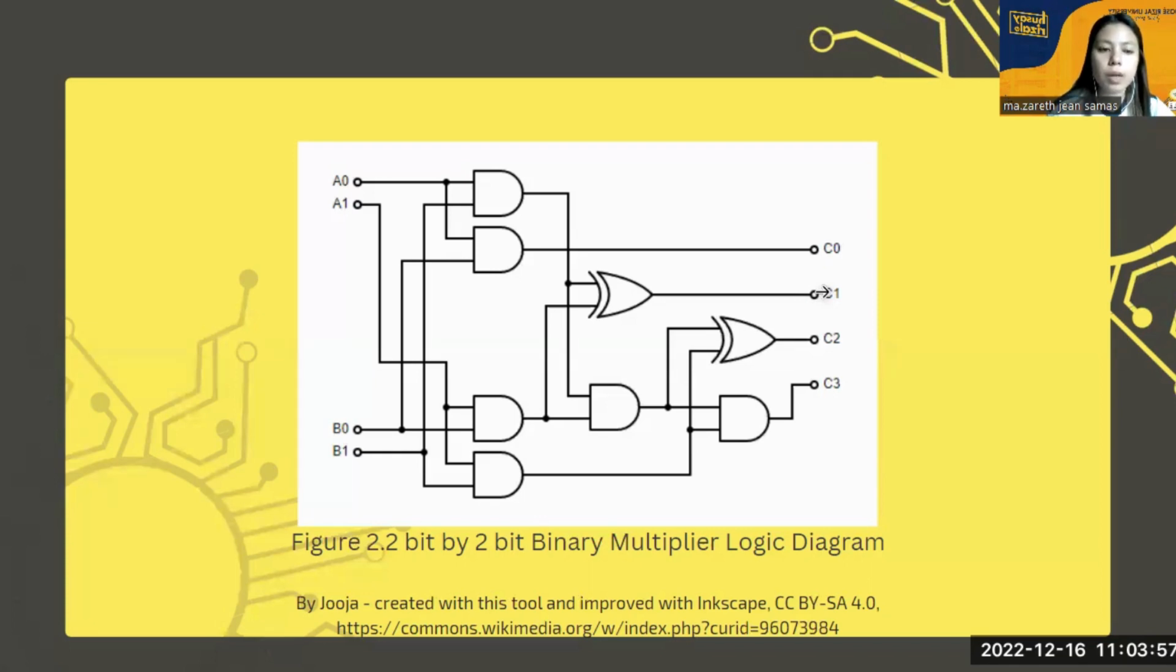The partial products are simply the AND of each bit of the multiplier with each bit of the multiplicand. In our case, this means we'll have four AND gates, each taking in one of the inputs A0, A1, B0, and B1. Next, we will use two half adders to sum up the partial products and produce our final result.